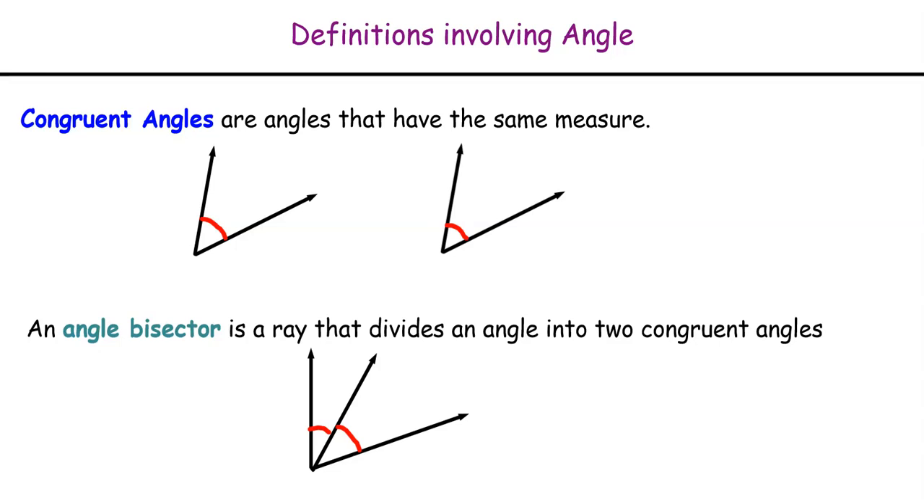So congruent angles have the same measure. An angle bisector is a ray that divides an angle into 2 congruent angles. Go ahead, pause the video, write these down. Pause the video before the video ends or you may lose the screen. And then you can move on to the next activities.